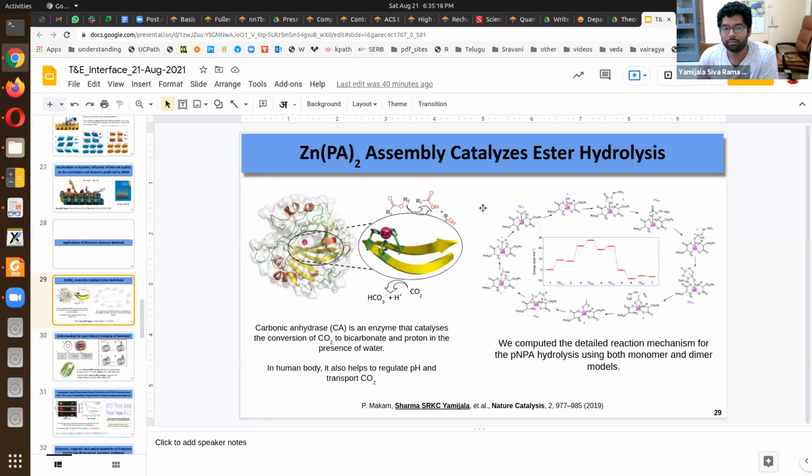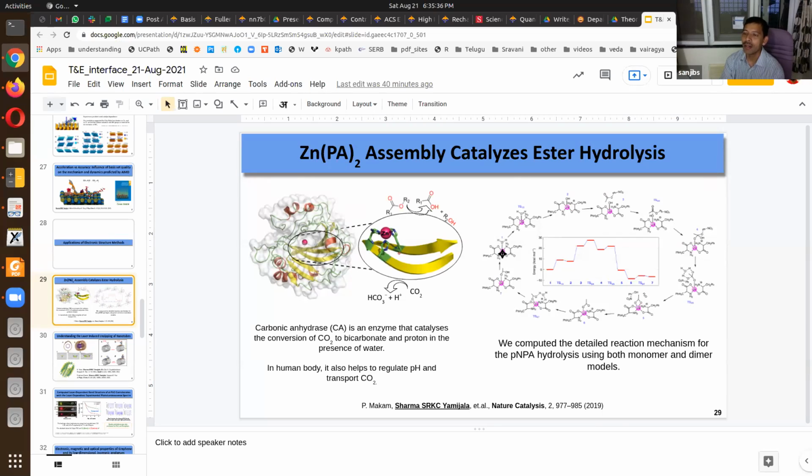So I'm actually simulating this ZnPA2 assembly. It's not the anhydrase. I'm not simulating the enzyme here. I'm just simulating the supramolecular assembly that they have synthesized, which is mimicking the carbonic anhydrase. So I'm just simulating this part, which contains a zinc atom and the other.